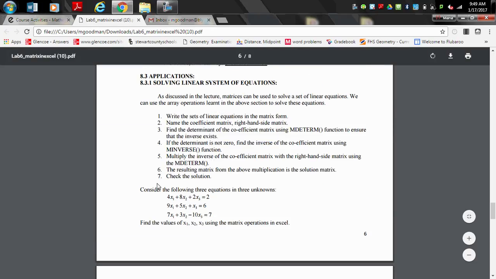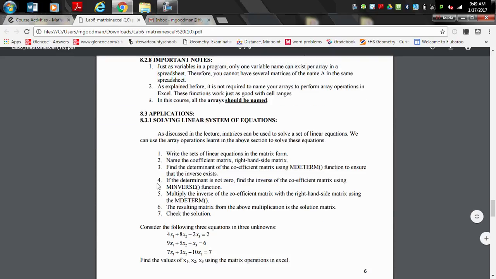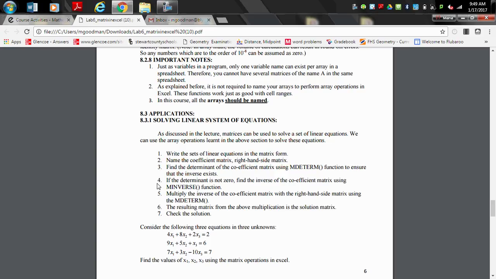Eight 8.3.1, solving linear systems of equations. Now, this is the exact steps that you must do to solve the systems of equations. Matrices can be used to solve equations. The first thing you have to do is read the word problem and figure out what your equation is going to be. Once you've written out your equation, you have the first step done.